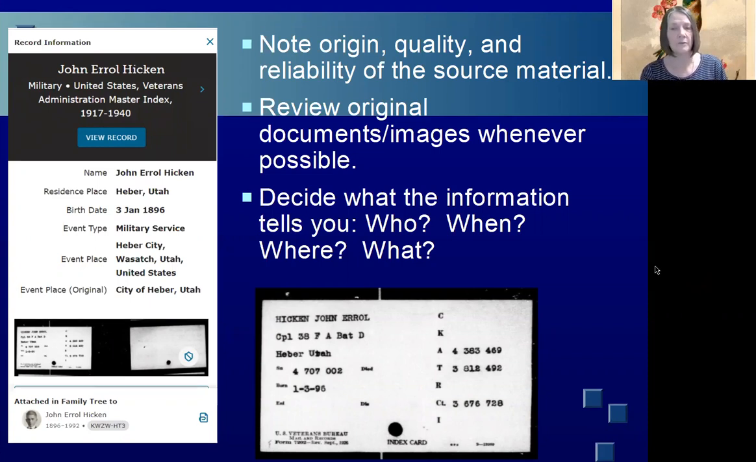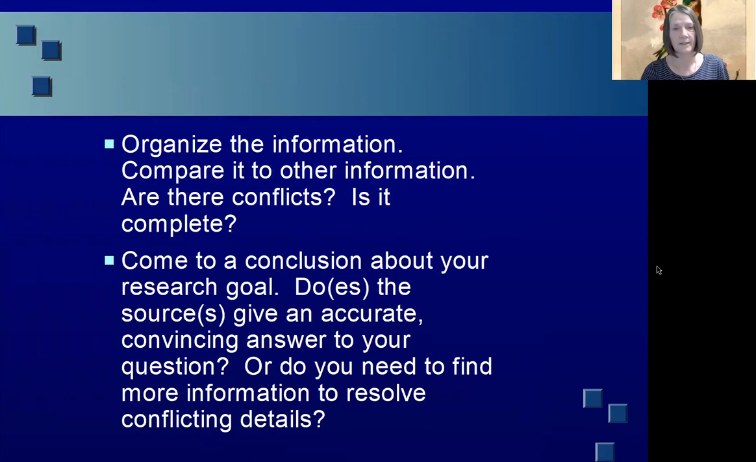And then decide what the information will tell you. And as you can see, it says my grandpa's name, tells his birth date. It says where he was born there, Heber, Utah. And what did he do? He was a corporal in the 38th FA unit. So now I can use that. Isn't that exciting? So organize your information, compare it to the other information. Are there conflicts? Is it complete? And then come to a conclusion. Is it accurate? Is it convincing? And you need to find more information.